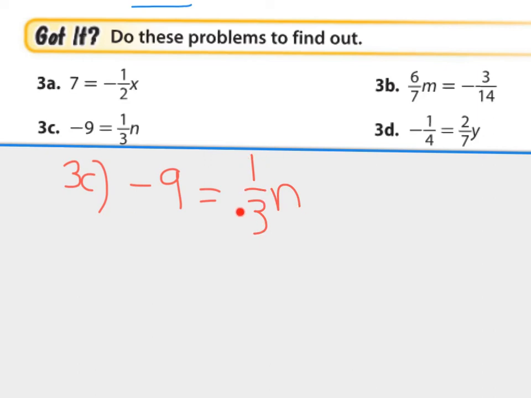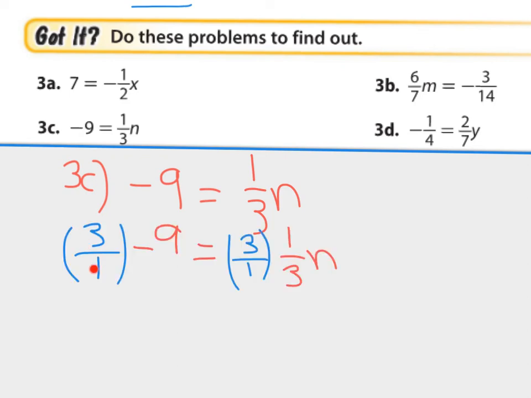We have to multiply both sides by the reciprocal of this coefficient. So it'll look like this. 3/1 times -9, right? Equals 3/1 times 1/3 n. So all I did was use the multiplication property of equality to multiply both sides by the reciprocal. This is the second step in dividing, so that's why it's there. Now we can put that -9/1 to make it easy to see. 1 times 1 is 1, but 3 times negative 9 is negative 27. Equals, these cancel each other out, and I'm left with 1n, or just simply n. So n equals negative 27.